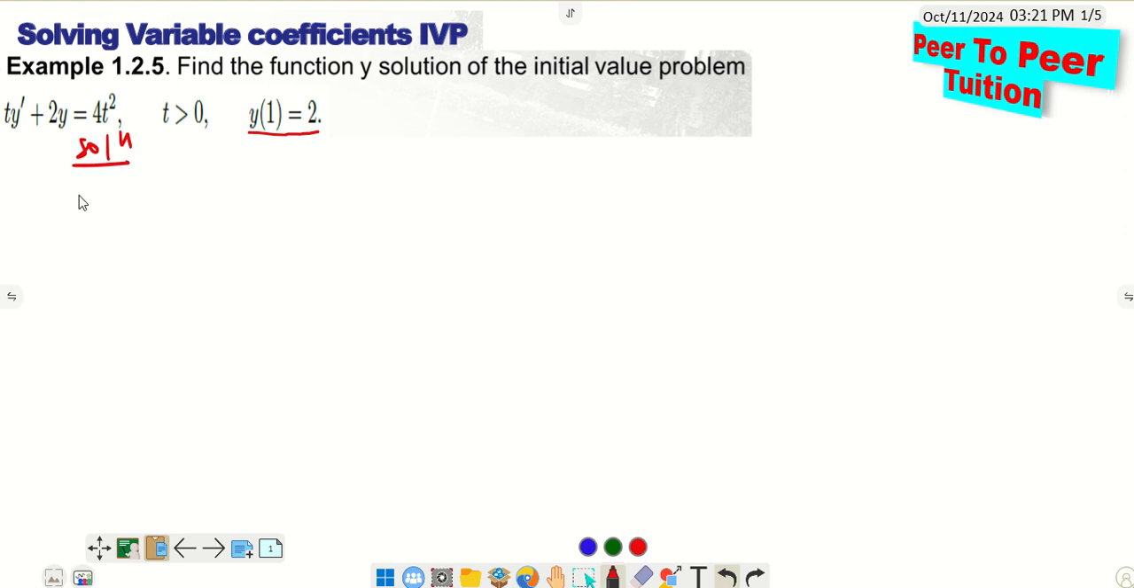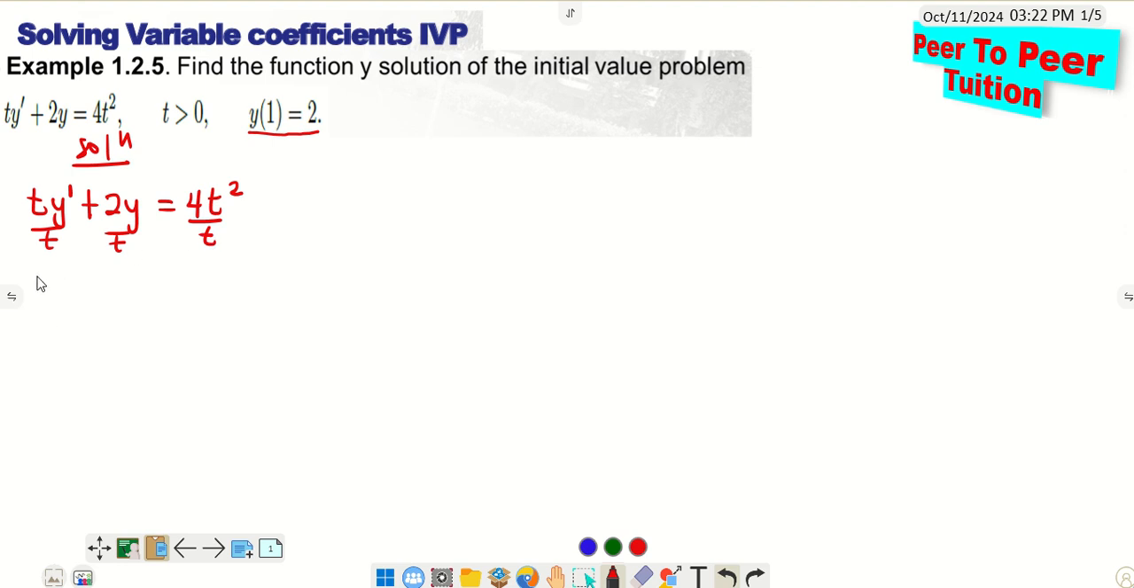Solution. We have t y prime plus 2y should be equal to 4t squared. Now the next thing we have to do is to divide through by t. We are supposed to arrange this one in the standard form, and in the standard form the coefficient of y prime should be 1.